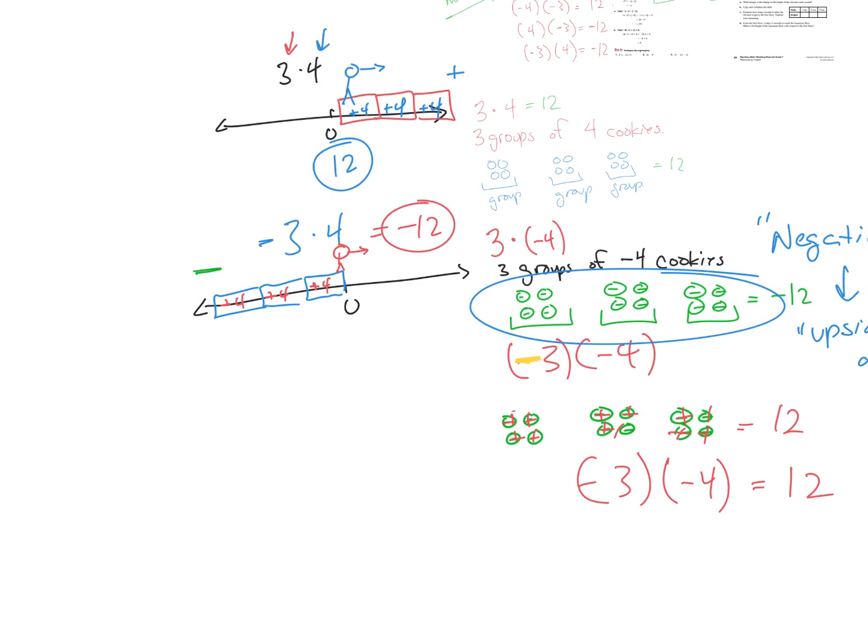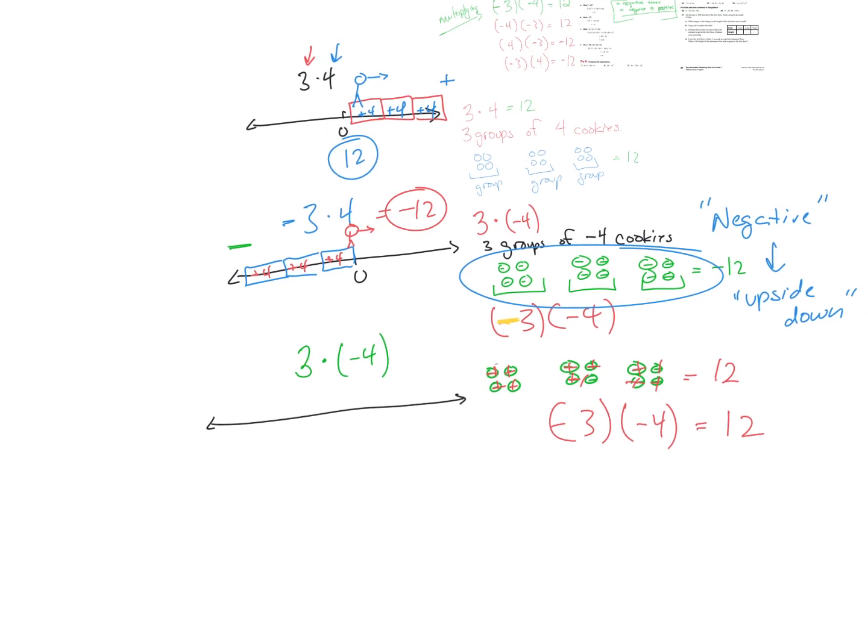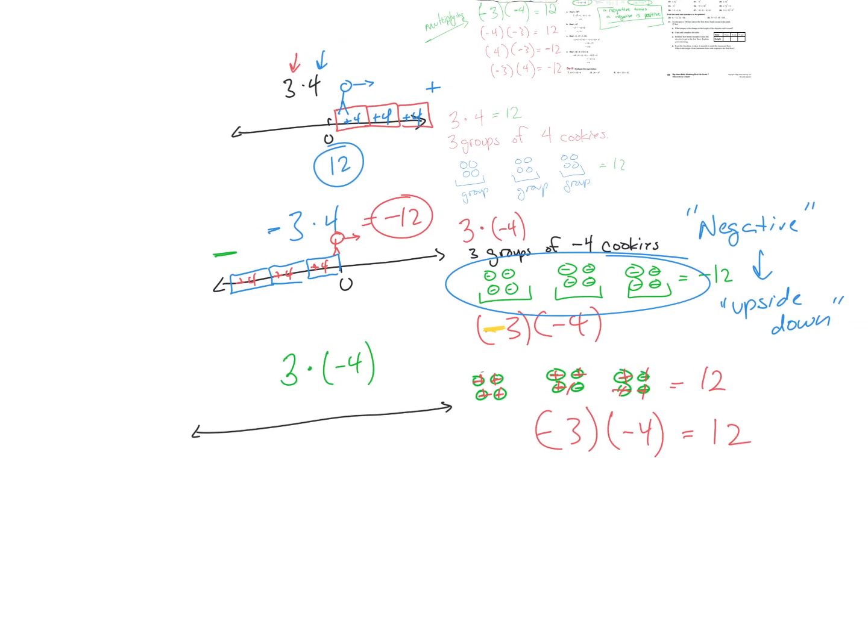Let's try, what if we did 3 times negative 4? We need a number line. So now we're at 0, and I want to walk 3 groups. But here's what's happened. I am looking negative. So I end up going negative 3 groups like I wanted to, right? I wanted to go 3, but I end up looking negative. So negative 4, negative 4, negative 4. I'm at negative 12. So 3 times negative 4 is negative 12.